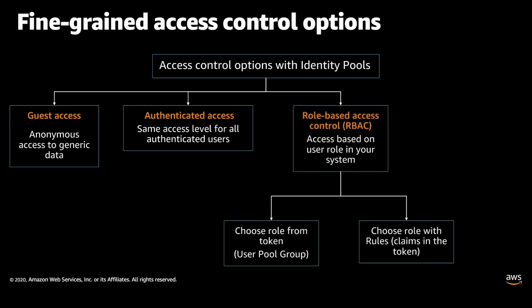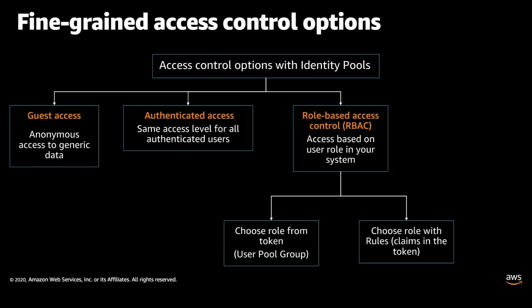The third option is rule-based access control, and this gives you more flexibility to choose which IAM role to assume based on multiple factors. First, you can choose an IAM role from the token itself, from the ID token, and this is exclusive to identities that have been authenticated with Amazon Cognito user pools. You can add users to groups in the user pool and map these groups to IAM roles, and this will determine which IAM role to assume for this user. I will explain this in a minute.